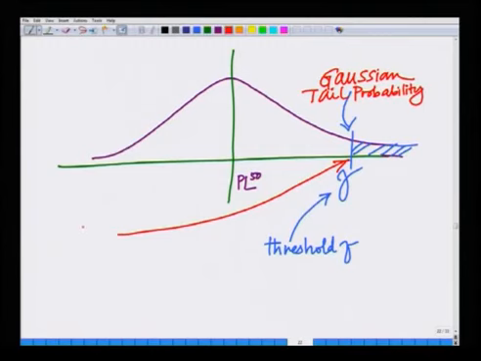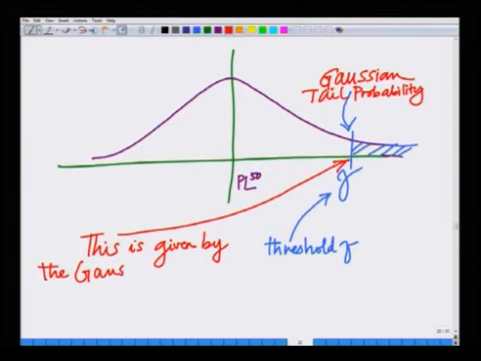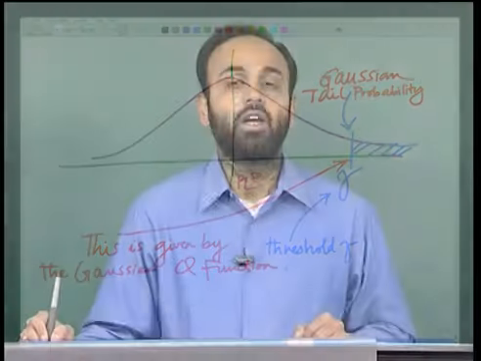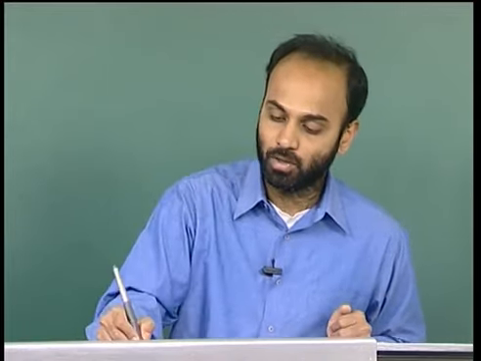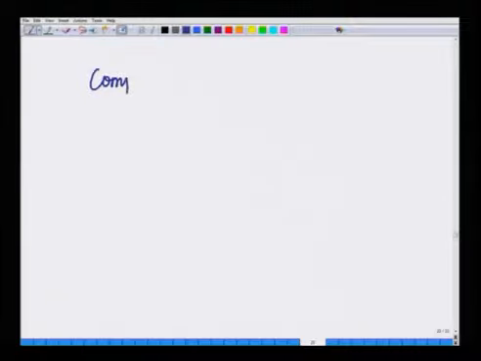So, this path loss probability is given by the Gaussian Q function. Let us specifically compute how this probability looks like. Let us compute the probability that the path loss is greater than this threshold gamma.